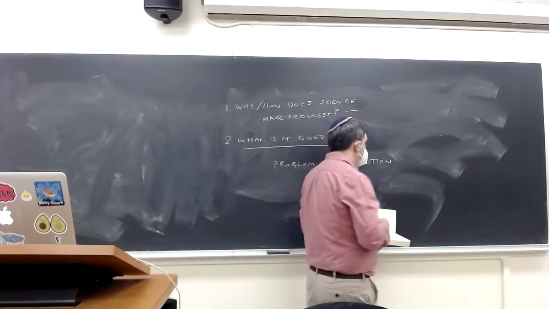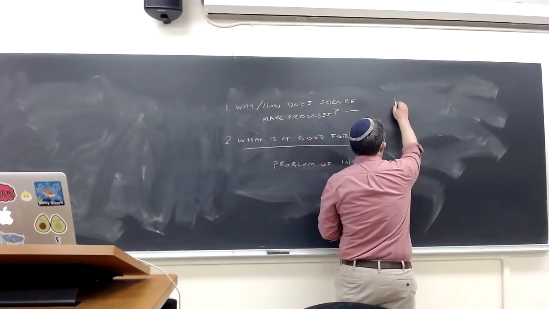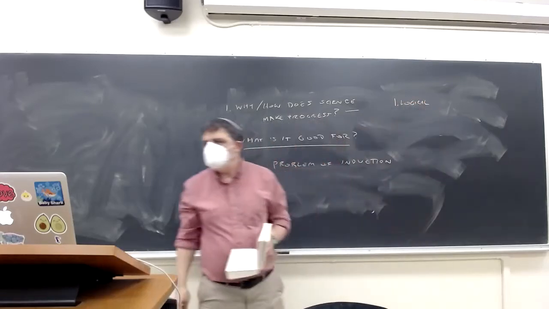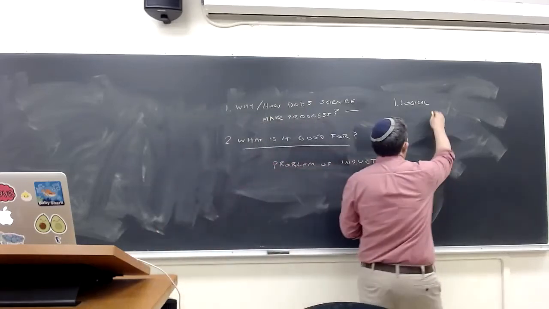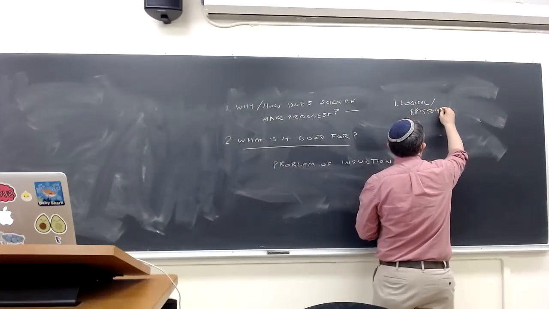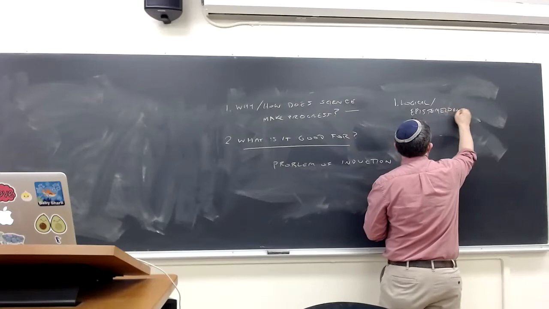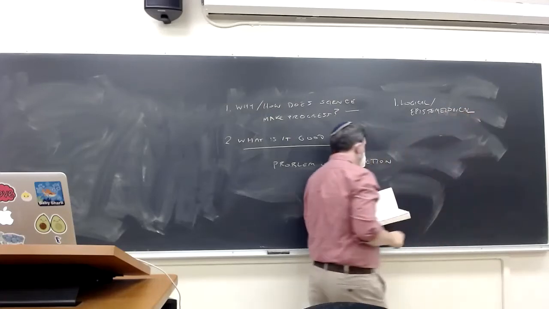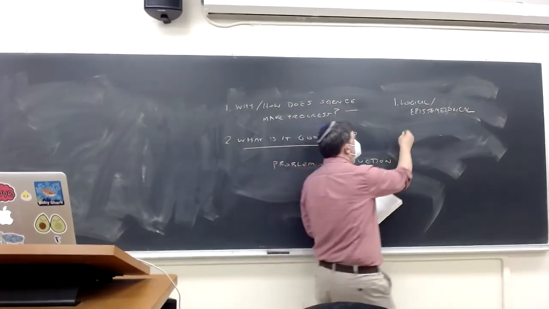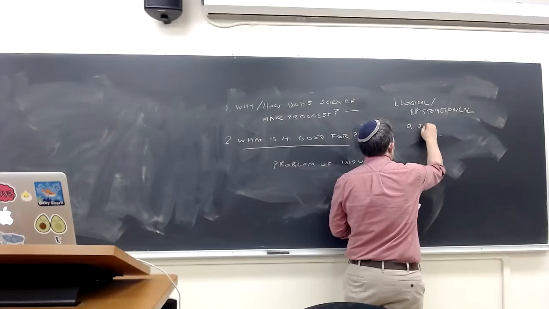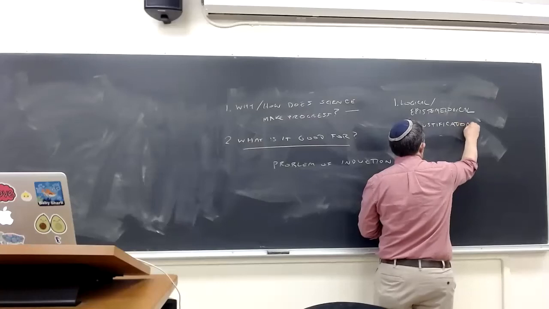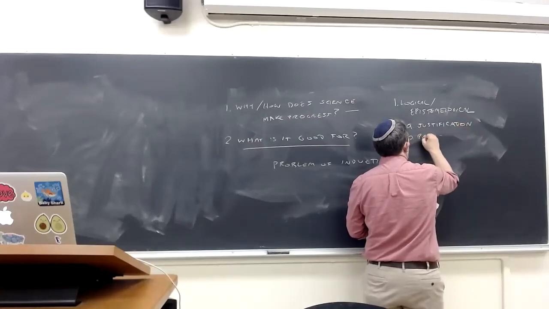So the first one he calls the logical, or epistemological, problem, and it has two parts. The first part is justification and the second one is preference.